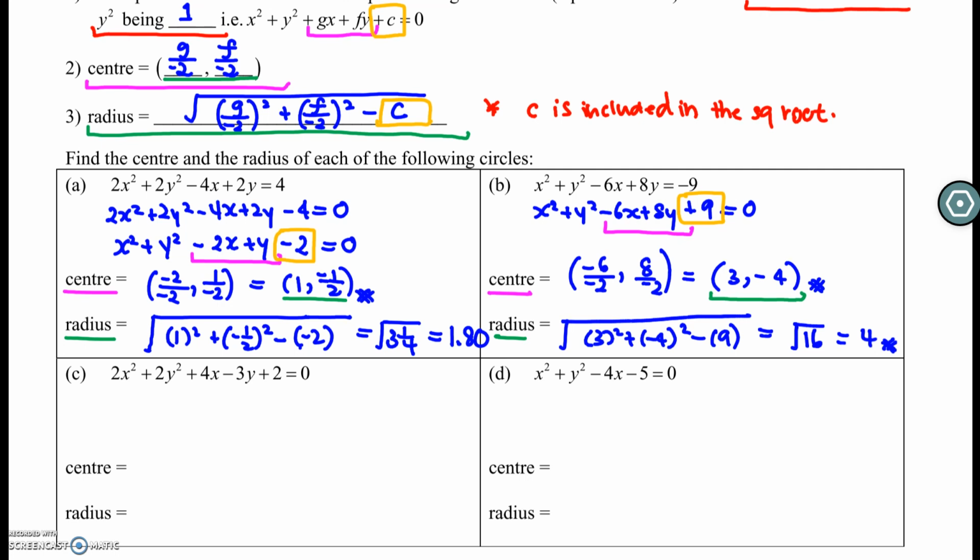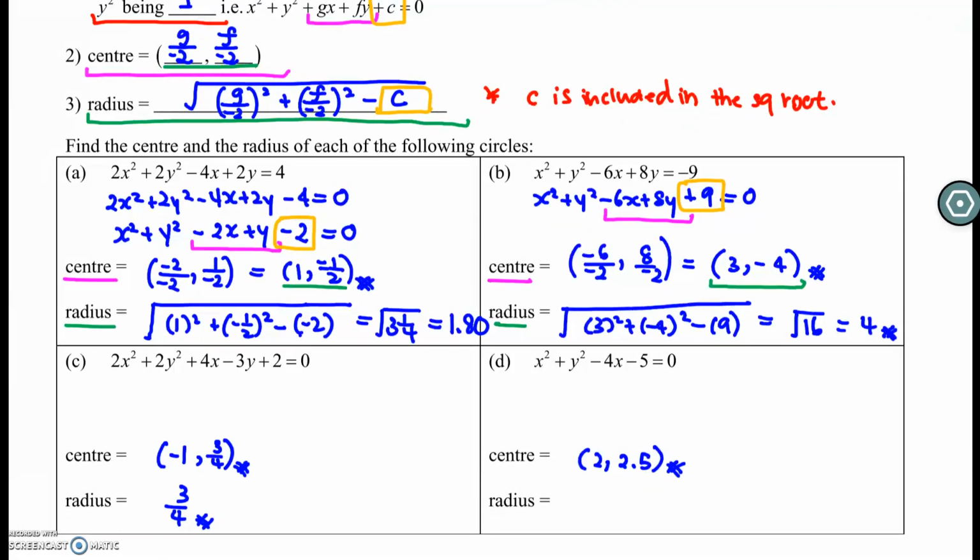Right, I hope you have spent 5 to 10 minutes to attempt part C and part D on your own. I'll provide you the final answer for your own checking. For part C, center would be negative 1, 3/4. Radius would be exactly 3/4. For part D, center of the circle would be 2, 2.5. And radius of the circle is square root 15 1/4, which in 3SF is 3.91. I hope you get your answer right.